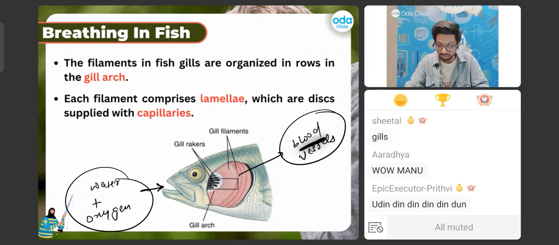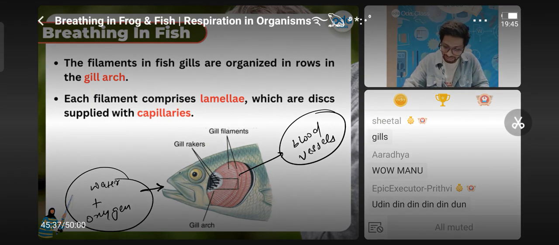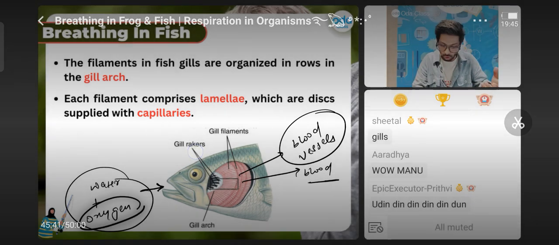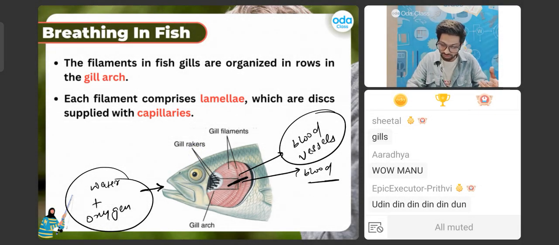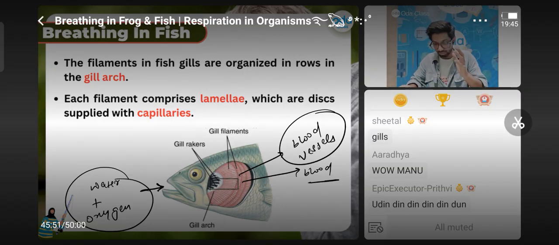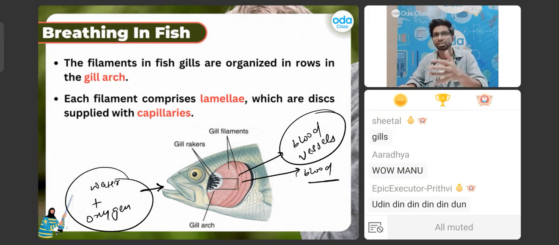And then we know that blood vessels are present here. Capillaries are also present here, and inside these blood vessels your blood is flowing. So all the oxygen gas goes into these blood vessels, mixes with the blood and is transported throughout the entire body of the fish. That is how fishes get oxygen.